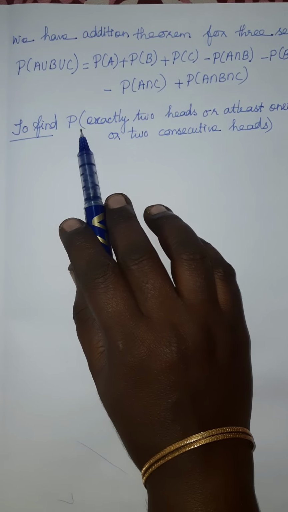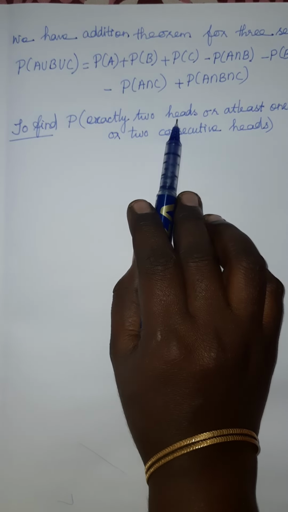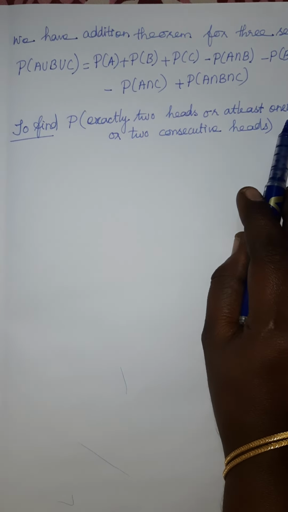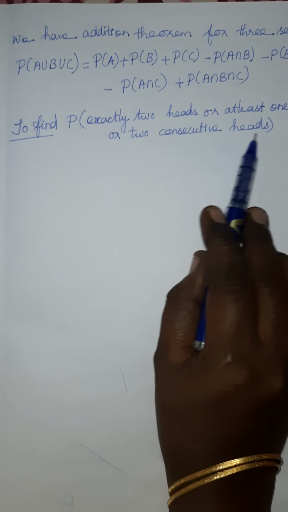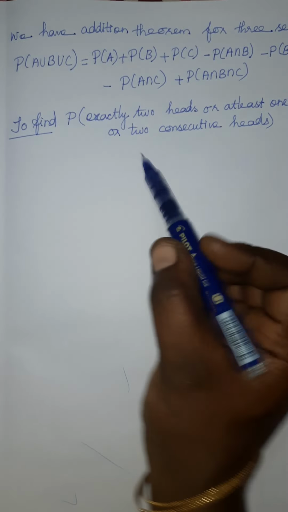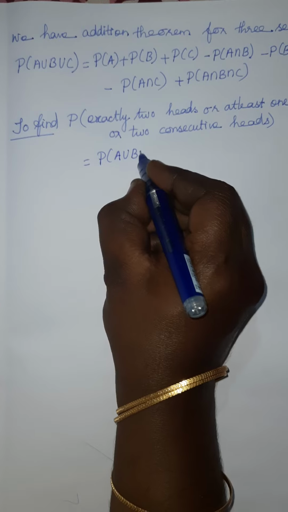Our question is to find the probability of exactly 2 heads, it is the A set, or, meaning union, at least 1 tail, it is the B set, or union, 2 consecutive heads, C. So A union B union C, that is equal to probability of A union B union C.